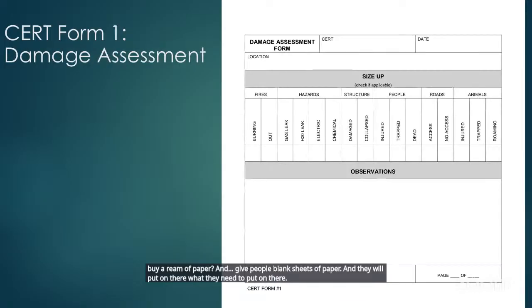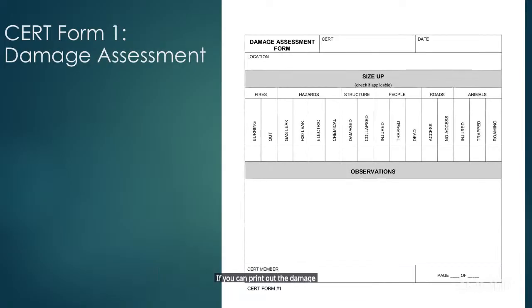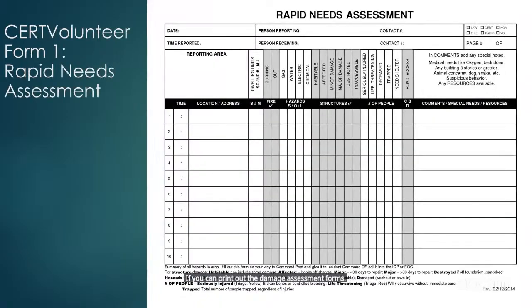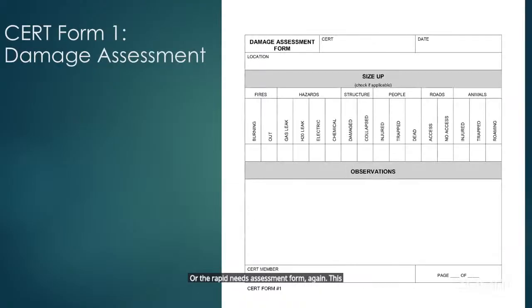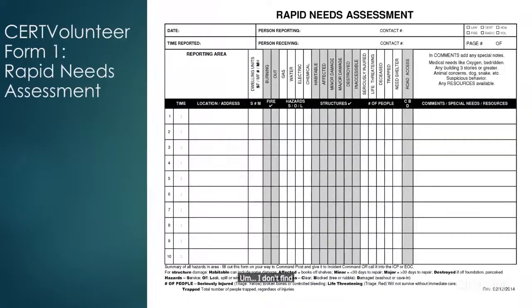If you can print out the damage assessment forms or the rapid needs assessment form, again, this is the basic form that CERT gives you. I don't find it as useful as something like this. At staging, I want to know what my incidents are at a quick glance. Where are they? What hazards are there? What do I need to know so I can prioritize where I need to send people?